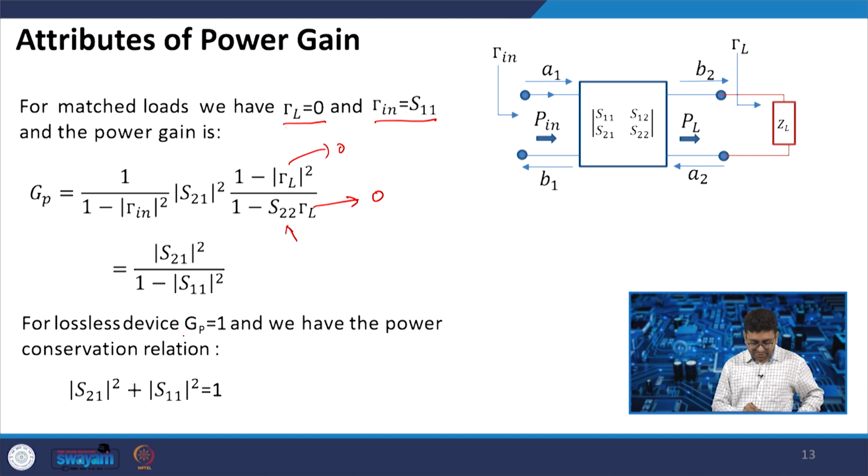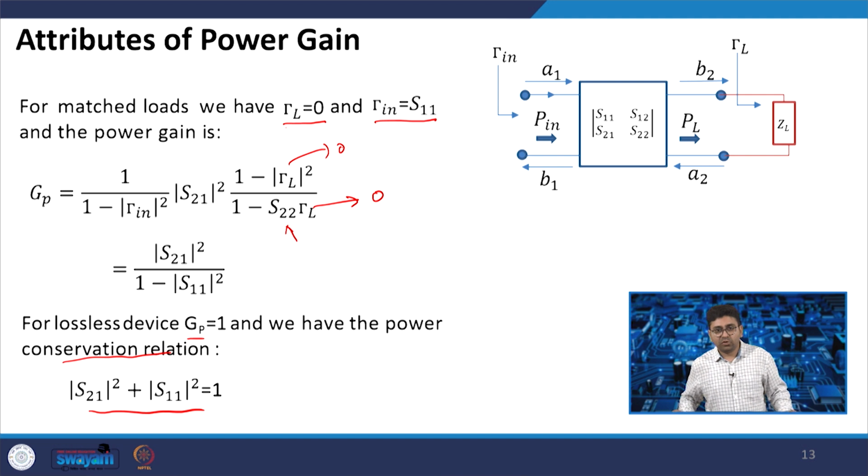So, for a lossless device, if you have Gp equal to 1, we have the power conservation relation: S21 square plus S11 square equal to 1. This is also satisfying the power conservation relation, and it is widely used for power amplifier design where output impedance matching is more important, and you need to find out your gamma L.